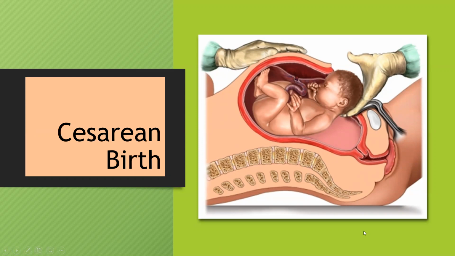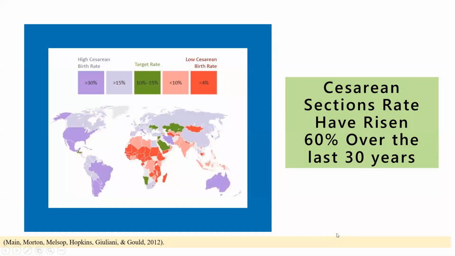So let's talk about this for just a minute. Here we are in the United States, you can see the whole world actually, and you can see the places that have the lowest cesarean rate and the places that have the highest cesarean rate. And many places were well over 30%, and in some places we're even higher than that. In Brazil, more than 60% of women are having cesarean sections.